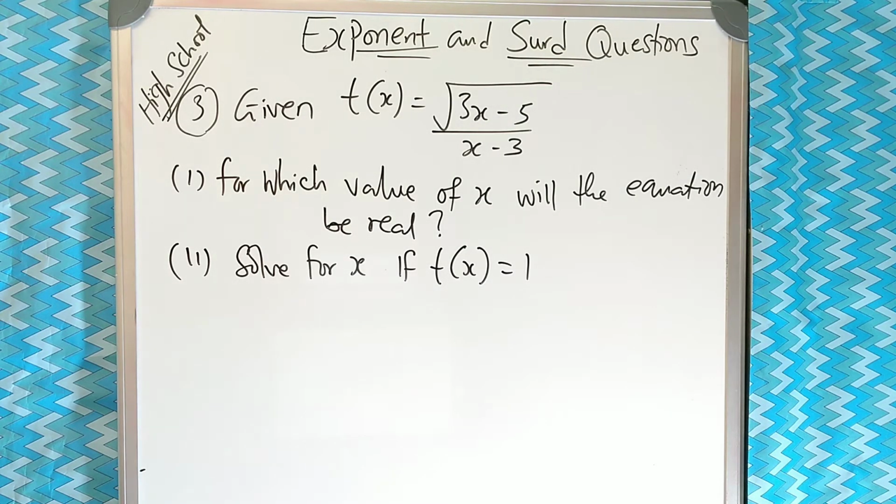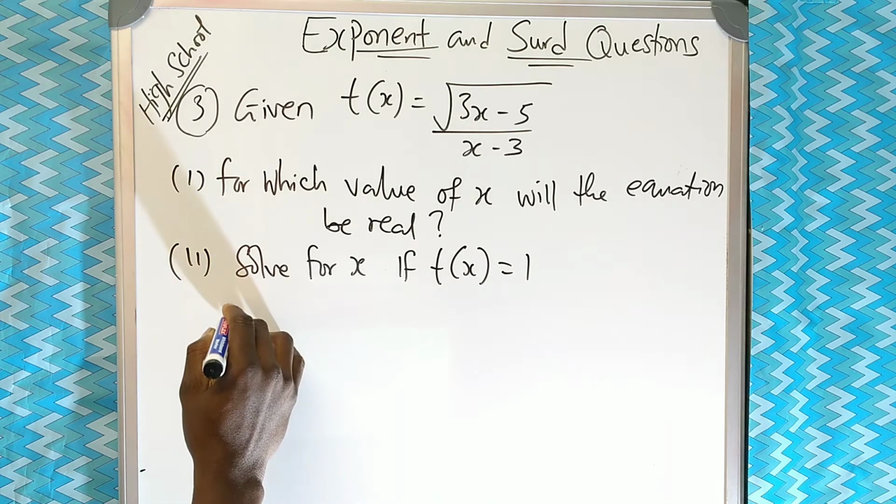So the last question in this video is this: given a function t defined by t(x) equals the square root of (3x minus 5) divided by (x minus 3). Now two questions are asked. For which value of x will the equation be real? We mentioned this in the first video, real numbers, unreal numbers, and so on. Please try and get it. And the second question says, solve for x if the function t equals 1. So let's quickly look at that.